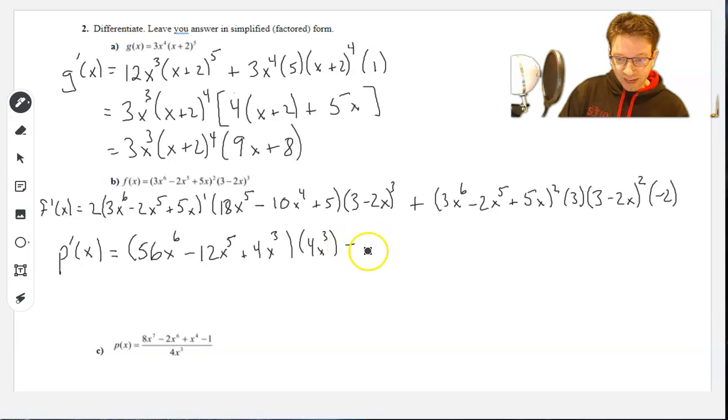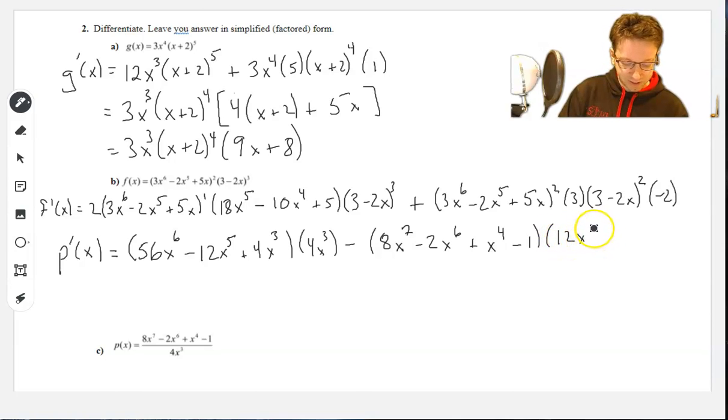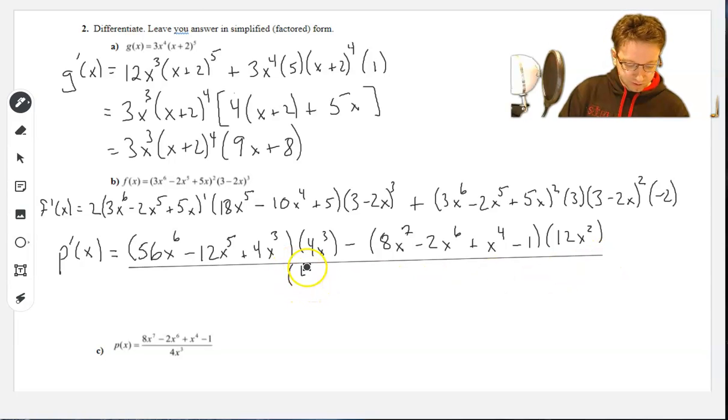Now we're going to subtract the numerator. Don't do anything to it. So I'm just going to rewrite this. 8x^7 minus 2x^6 plus x^4 minus 1. And then take the derivative of the denominator. So 3 times 4, which is 12x, and subtract 1 from the exponent, so squared. All divided by the denominator squared.